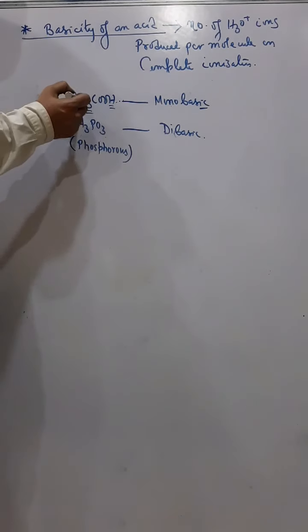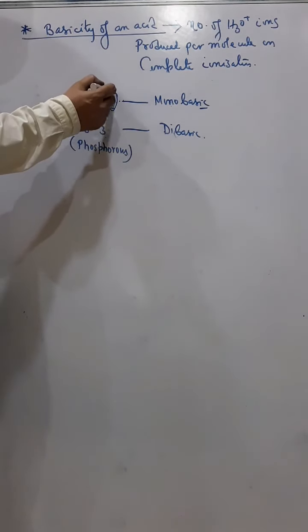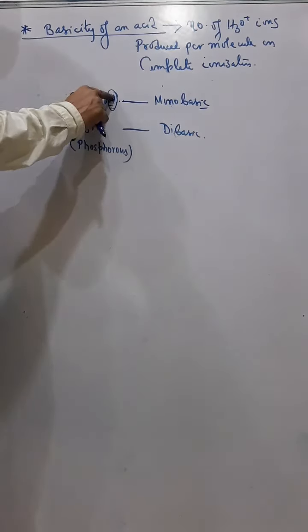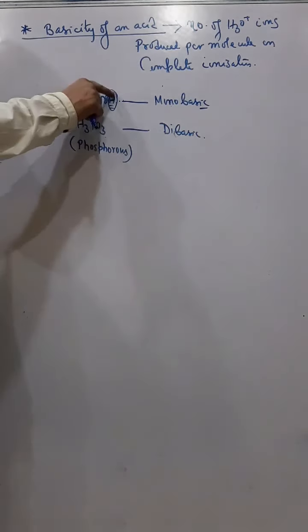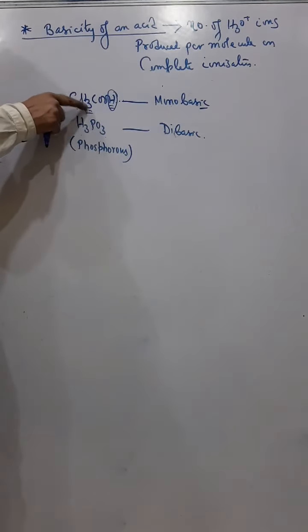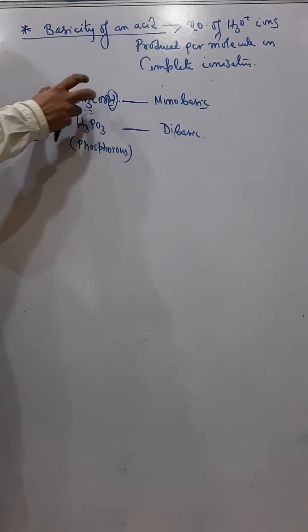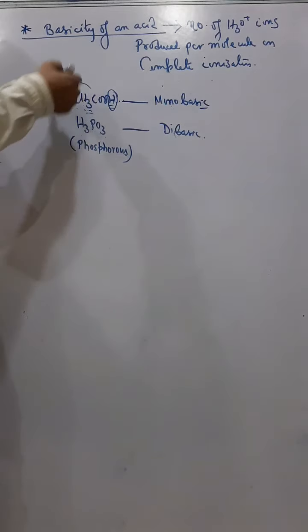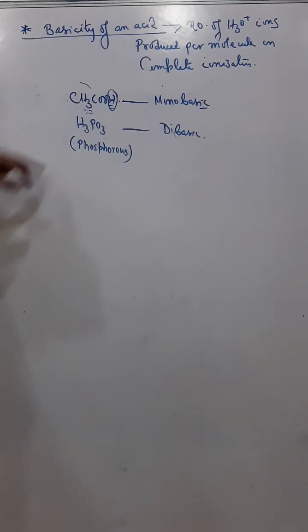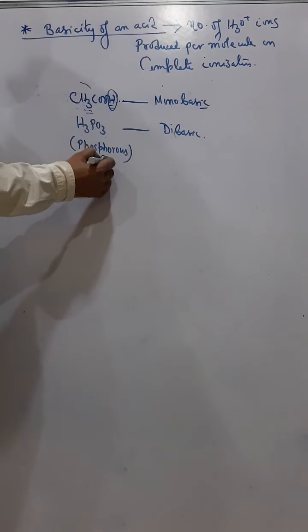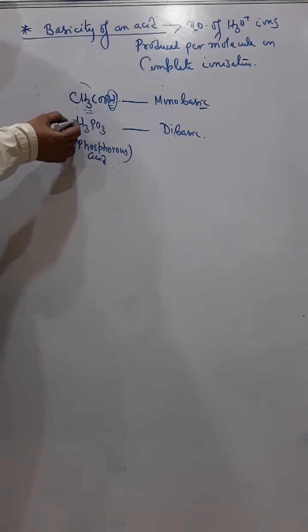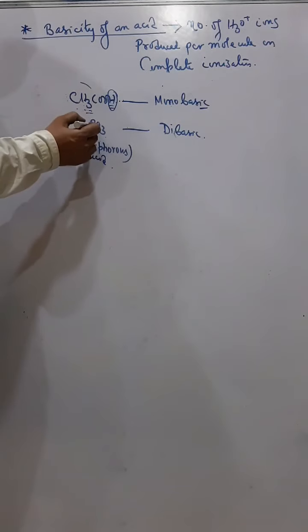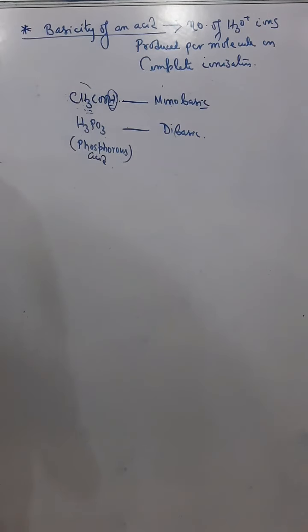that only in the case of acetic acid, only this hydrogen is replaceable. So that means only it can form ions. It forms H plus ions. Now these 3 hydrogens which are connected with carbon are non-replaceable. They remain intact with carbon, so they do not ionize. Similarly in phosphorus acid, only 2 hydrogens are replaceable and 1 hydrogen remains with phosphorus.